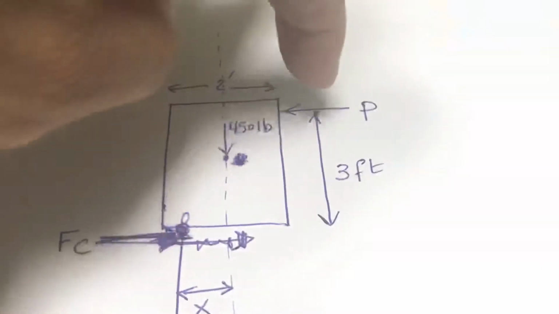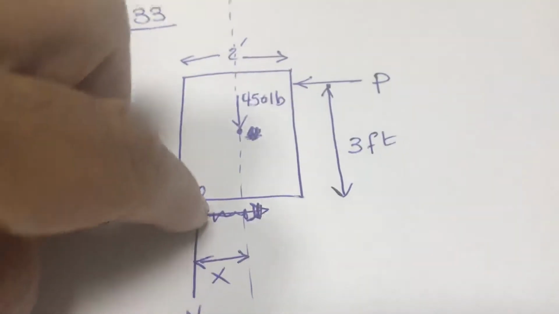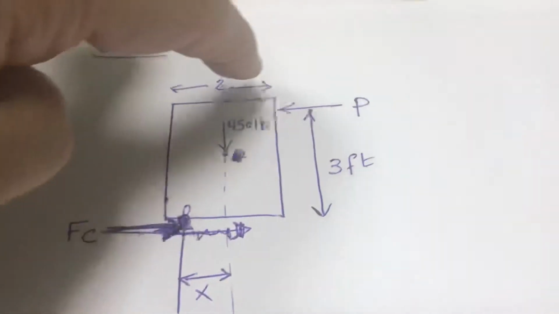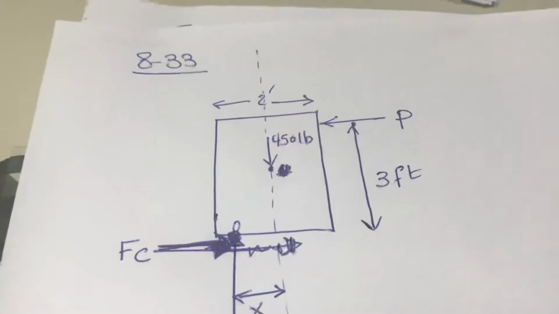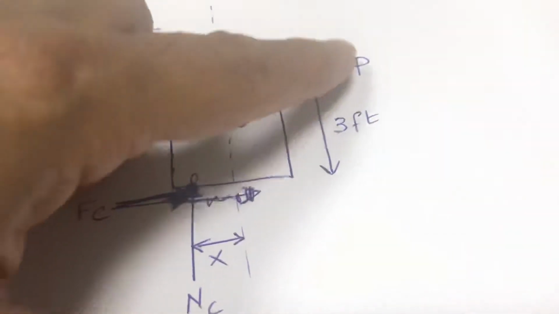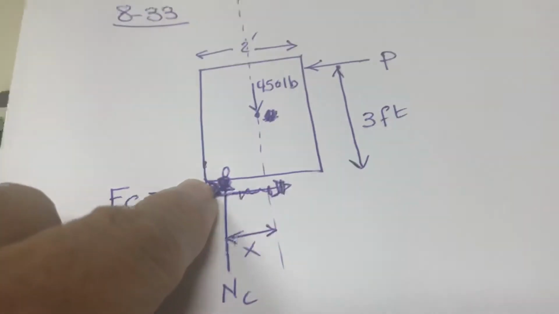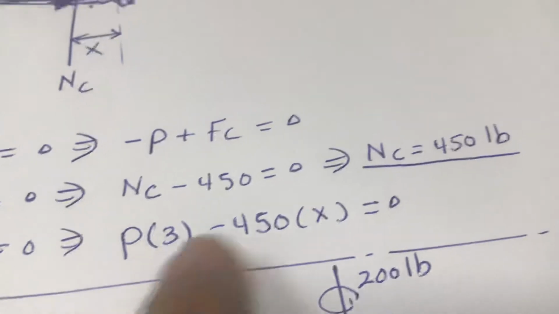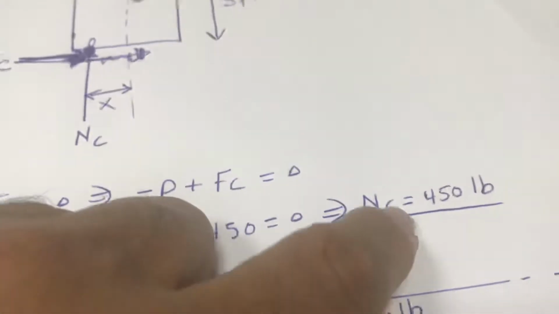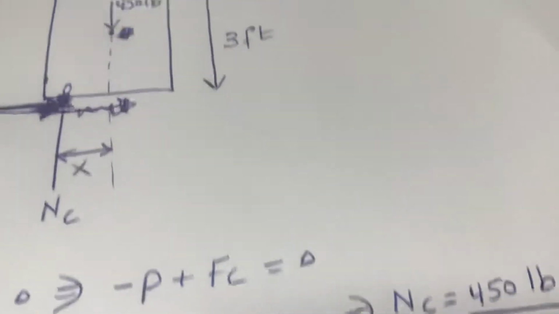And plus there is a force P, which will push it positive. It will make the crate go counterclockwise. So it is P times 3. You can see the distance, P times 3. This is the distance between point O and P. So P times 3 equal to 0. Now we have one equation, second equation, and Nc is equal to 450.